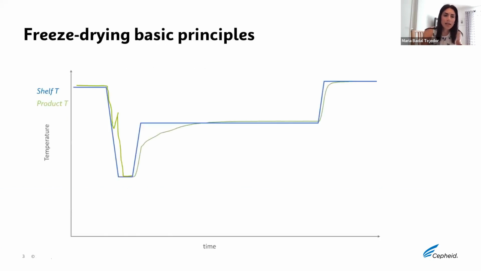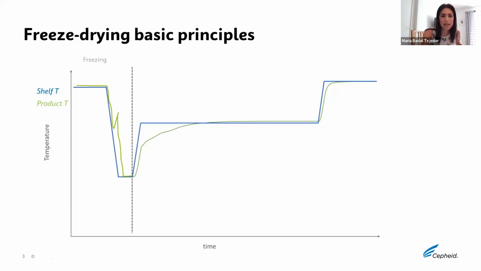What I'm showing right now is a typical drying cycle. What I show is the evolution of the temperature during the drying cycle. In the blue line, we see the settings for the shelf temperature inside the chamber of the freeze dryer. In green, we see the evolution of the product temperature during that time and how this follows the set temperature. The freeze-drying cycle is divided into 3 main steps.